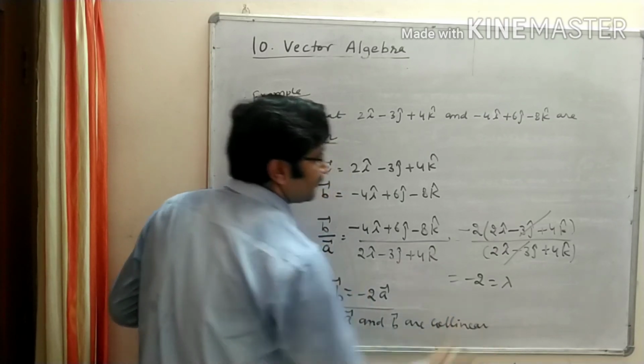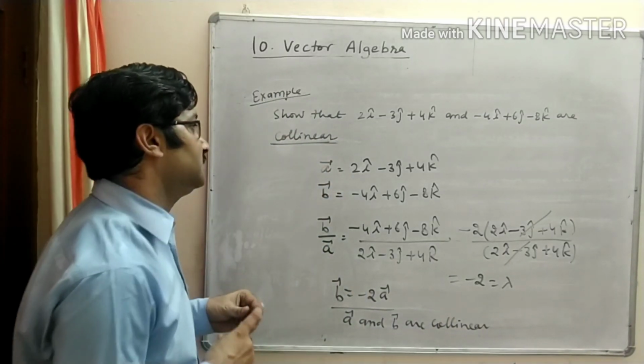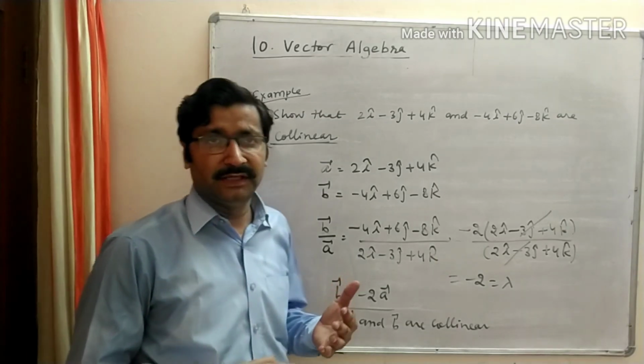All of you understand this? So how can we find out that they are collinear? You have to divide only and you can find out.